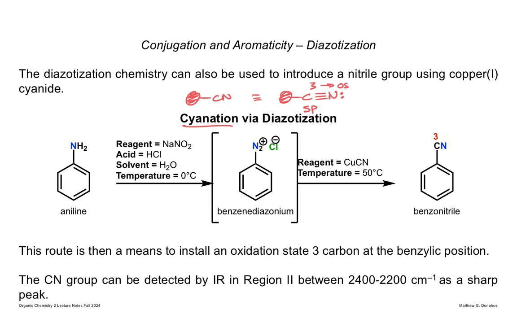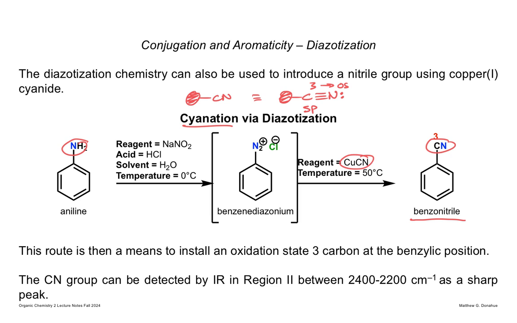The reagent we would use for nucleophilic cyanide is copper cyanide. And so it's a nice solid. You can handle it, weigh it. It doesn't pose any particular toxicity concerns. And so it substitutes the amino group for cyanide, and you have a carbon at oxidation state 3 in benzonitrile.